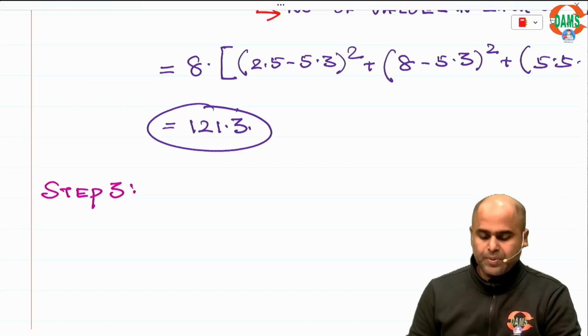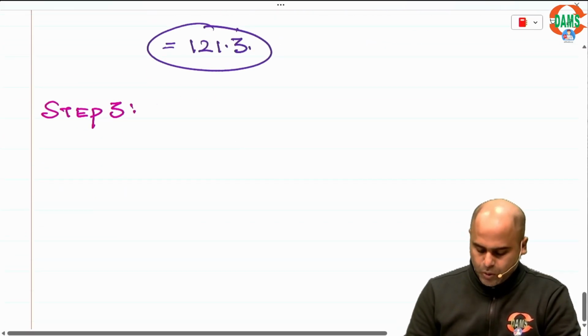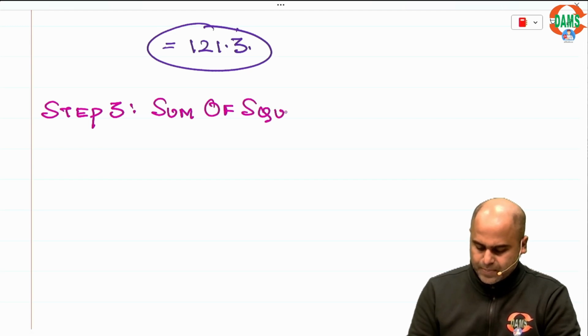So, in step 3, basically what we do, we calculate the sum of squares within the groups.